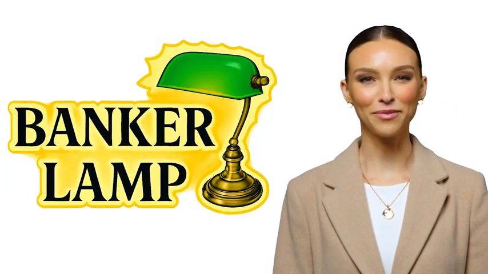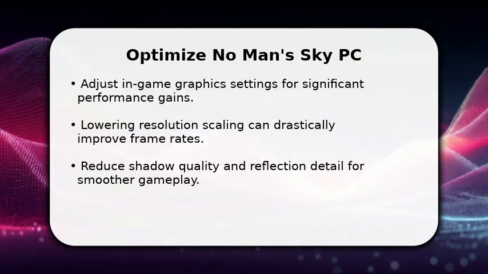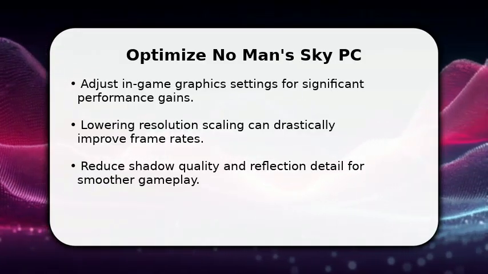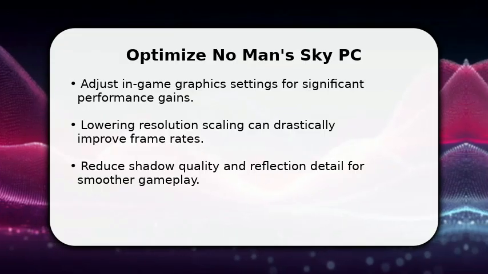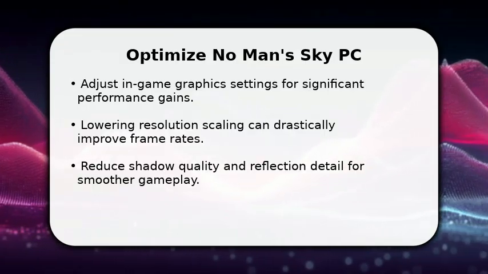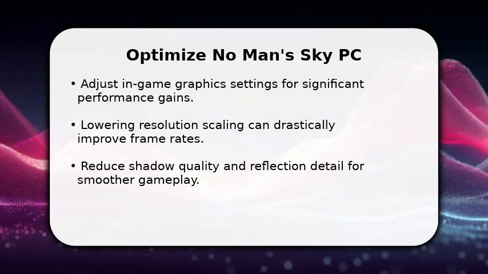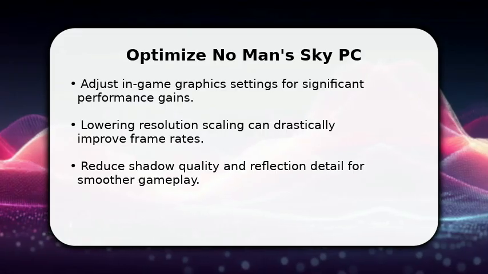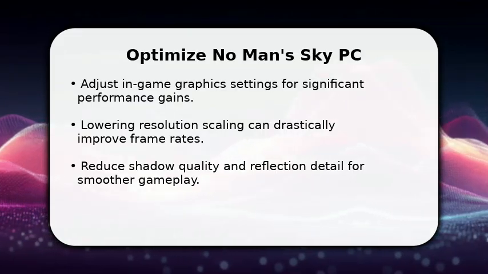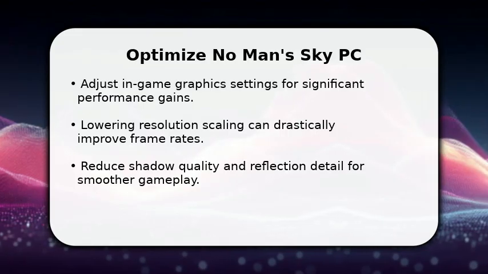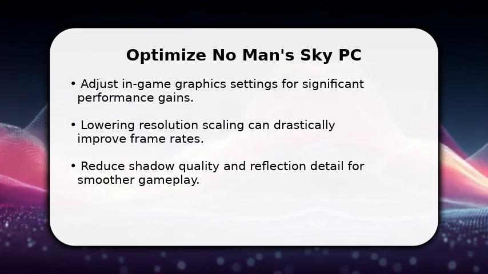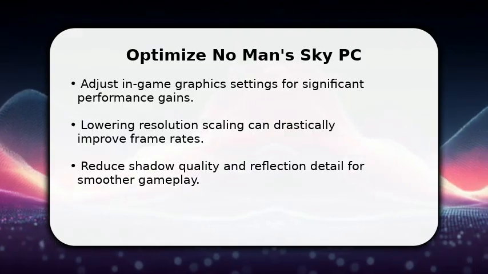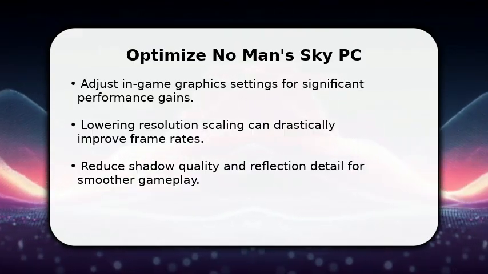Please enjoy the video. In this video, I will explain how to make No Man's Sky run better on your PC. First, dive into the in-game graphics settings. Adjusting these can provide significant performance gains. A key step is lowering resolution scaling, which can drastically improve your frame rates. Also, reducing shadow quality and reflection detail will lead to much smoother gameplay, especially in busy areas. These initial tweaks are crucial for a noticeable boost in performance.